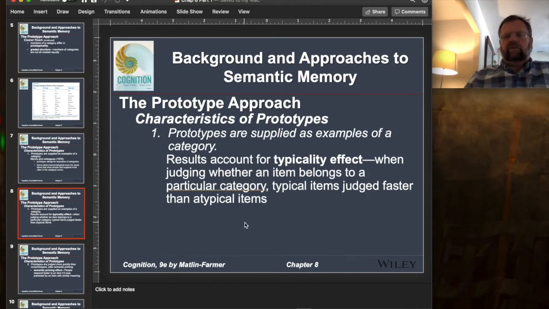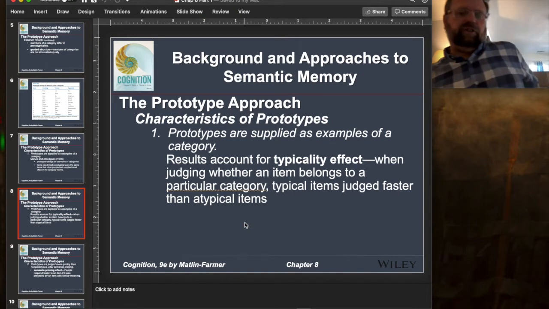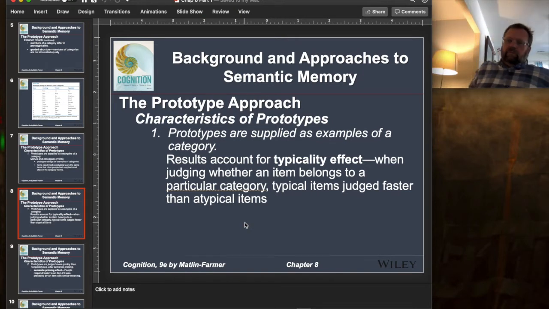These tend to result in what's known as the typicality effect. So when we're judging whether an item belongs to a particular category, typical items are judged much faster than atypical items. If you go back to the example of the bird, typical items like a wing and a feather are judged much faster than atypical items, or items that wouldn't necessarily be associated with that particular category.